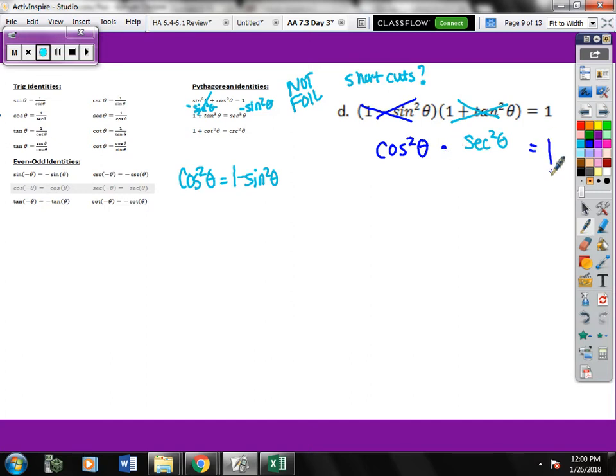And then this is really easy, because we know cosine is 1 over secant, or secant is 1 over cosine. It doesn't matter which one you leave. I'm going to leave the cosine. So leave this cosine squared over 1. But the secant is 1 over cosine. So when you have secant squared, it becomes 1 over cosine squared.